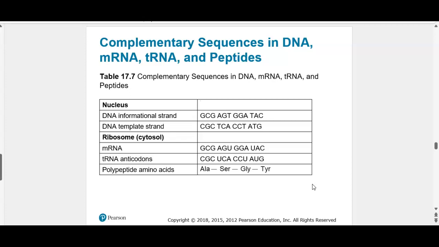So you see the informational strand is complementary to the template strand. The template strand is what's read by the RNA polymerase, and then it gives you the messenger RNA, which is carrying the information. The transfer RNA has anticodons, which are complementary to the codons in the messenger RNA, and then this sequence will be converted into a polypeptide chain.